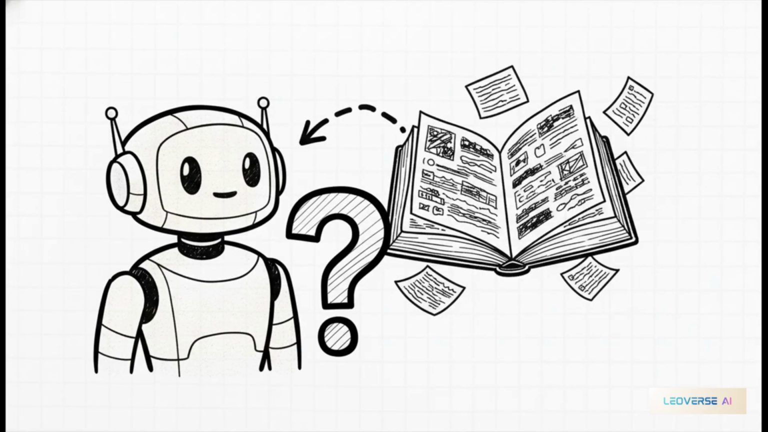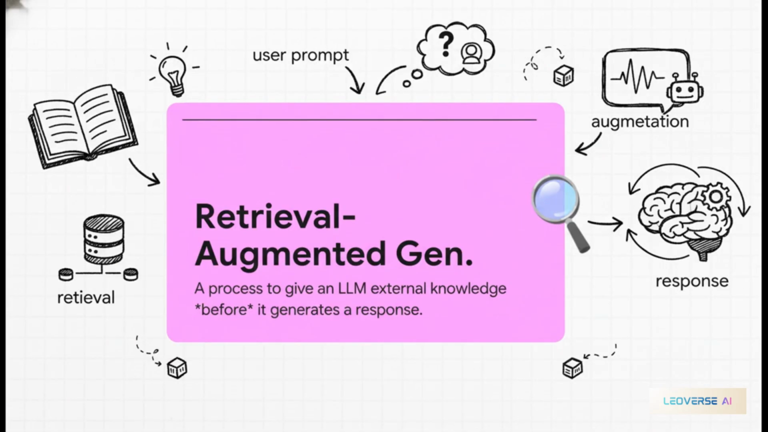Okay, so to solve this, developers came up with this really clever technique. Constantly retraining these giant models is just crazy expensive and totally impractical. So instead, they decided to just give the AI some notes it could look at right before it has to answer a question. And this technique is called Retrieval-Augmented Generation, or RAG for short.